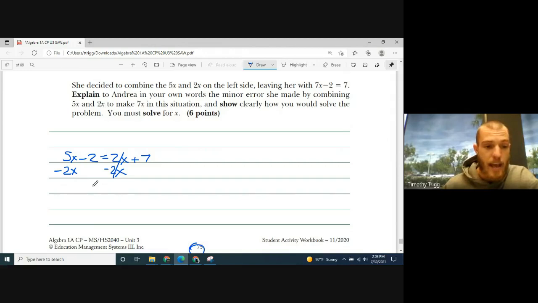And that gives us 3x minus 2 equals 7. Then we add 2 to both sides. We're trying to get x by itself, right? So that'll give us 3x equals 9. Lastly, we divide by 3 on both sides in order to get x by itself. So that'll give us x equals 3. That should be your final answer there.